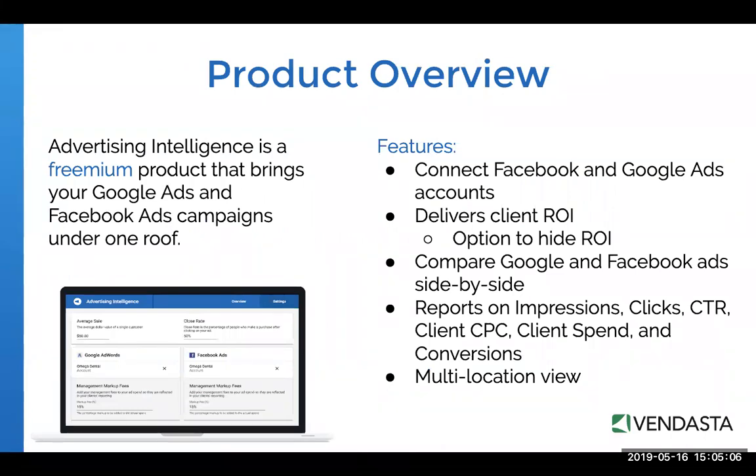Looking at an overview of Advertising Intelligence, it's actually a freemium product, so there's no cost associated with it. You can bring your Google Ads and Facebook Ads campaigns under one roof within the product. Other features include the ability to see ROI. You also have the option to hide ROI as a partner. You can compare Google and Facebook ads campaigns side by side. It reports the most important metrics: impressions, clicks, the click-through rate, the client cost per click, the client spend, and conversions. And now we also have this great multi-location view, which I'll show you in the demo.